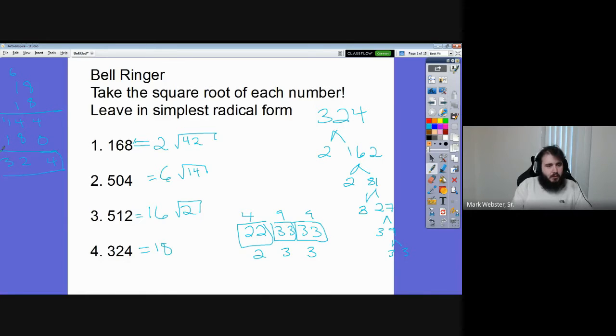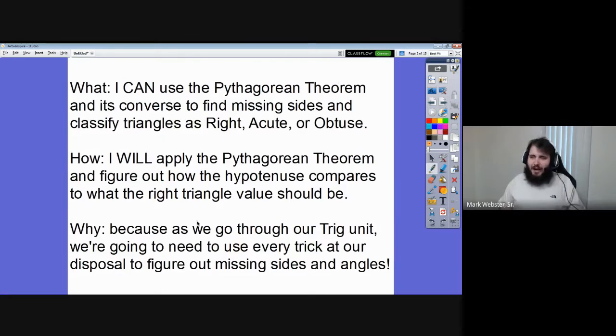Yeah. So there's no radical left over for this one. We used up all the numbers, so there's nothing that we have to put in storage, right? So that is going to be one of the basic skills we're going to need to be considerate of as we're doing today's topic, which is about using the Pythagorean theorem and its converse.